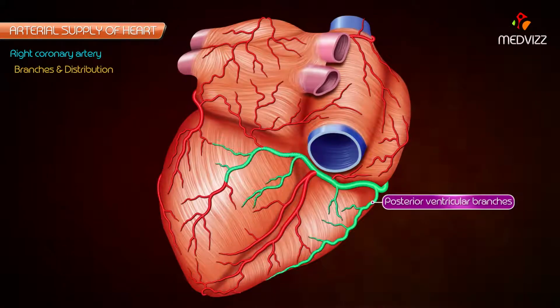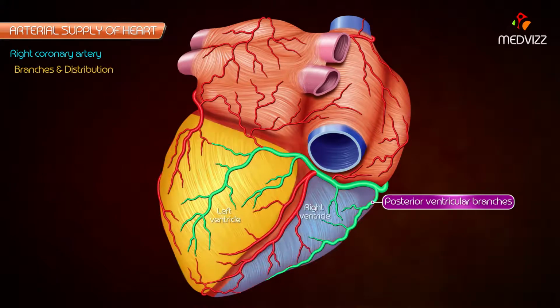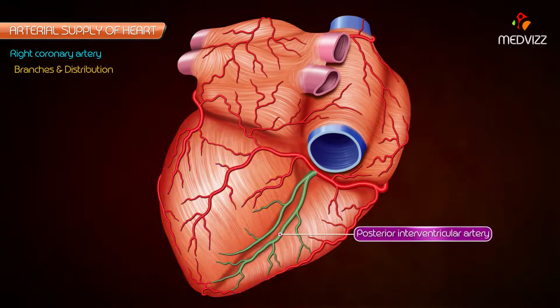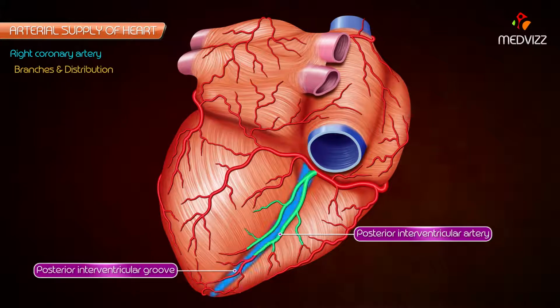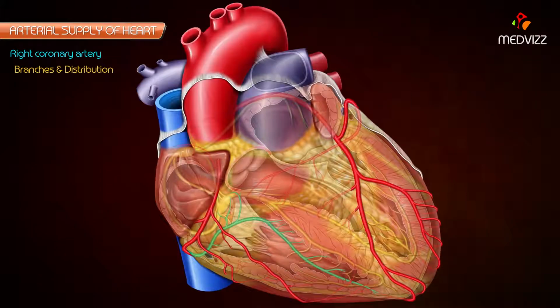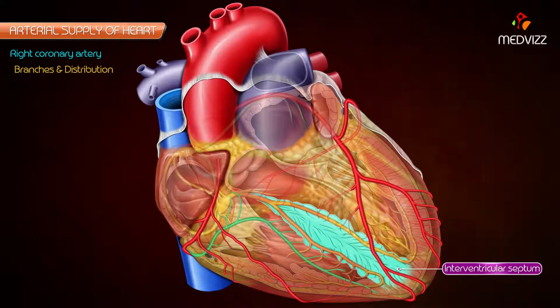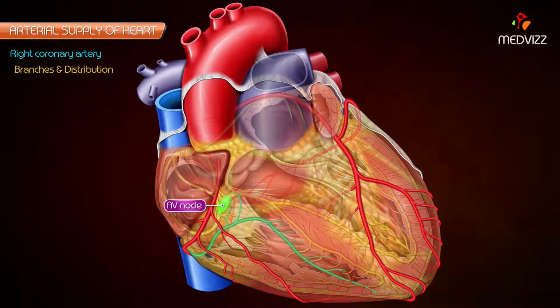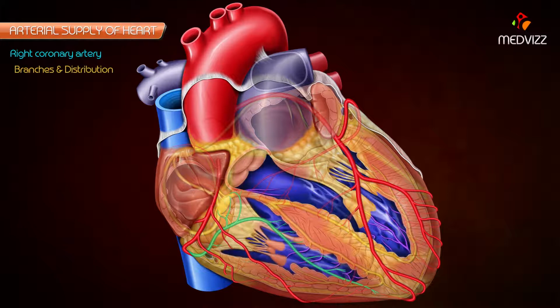Posterior ventricular branches. They are usually 2 and supply the diaphragmatic surface of the right and left ventricles. Posterior interventricular artery. It runs in the posterior interventricular groove up to the apex. It supplies the posterior part of the interventricular septum, AV node in 60% cases, and right and left ventricles.